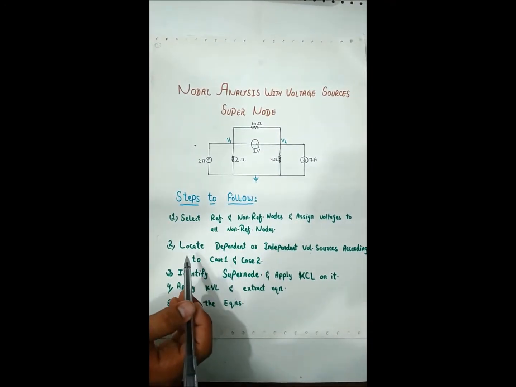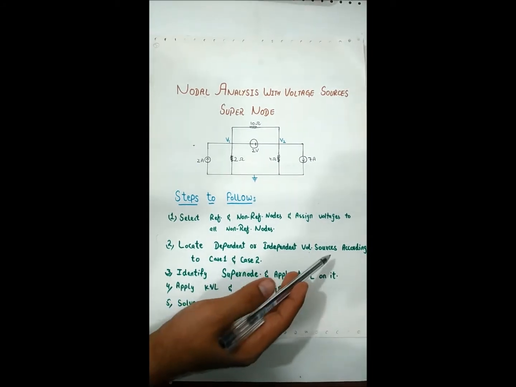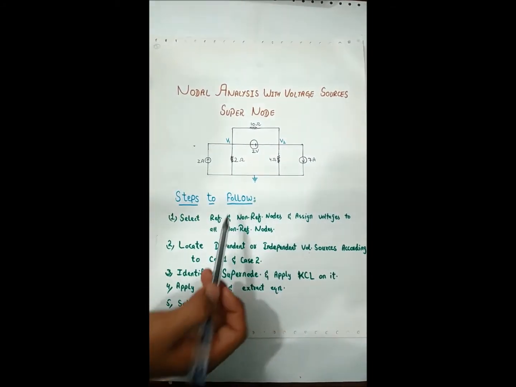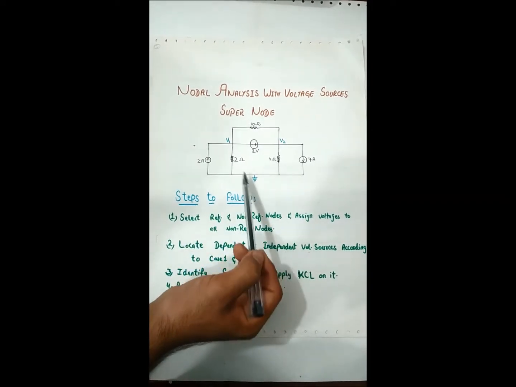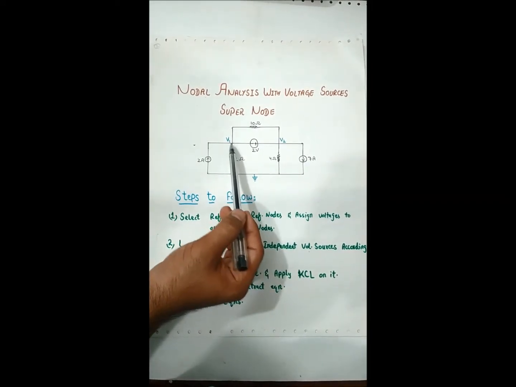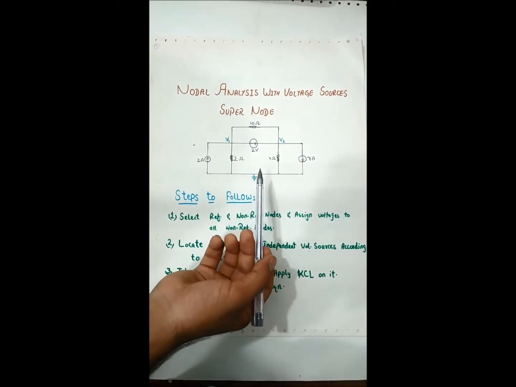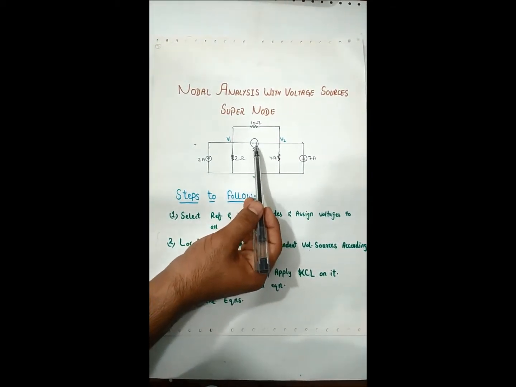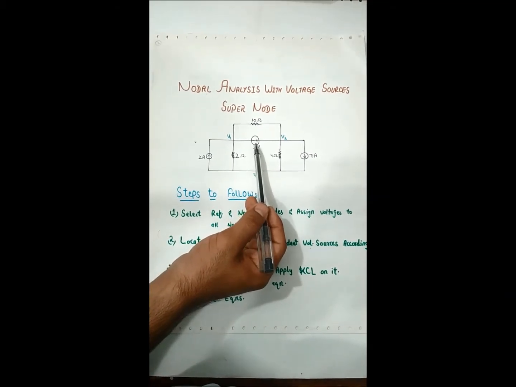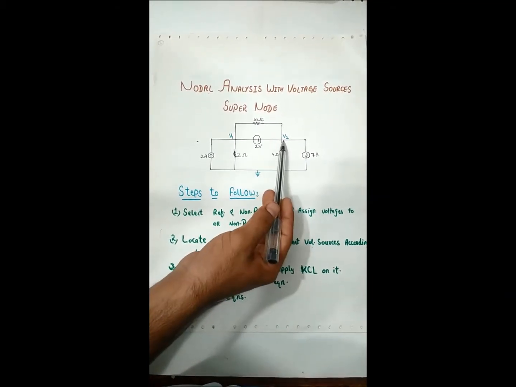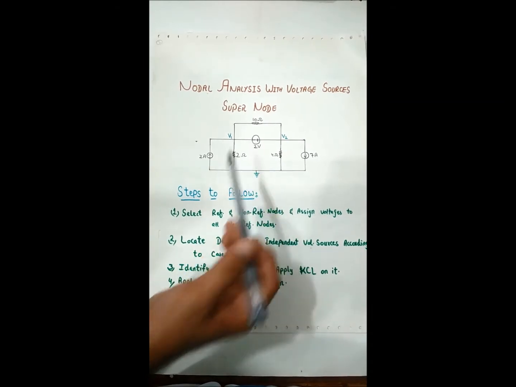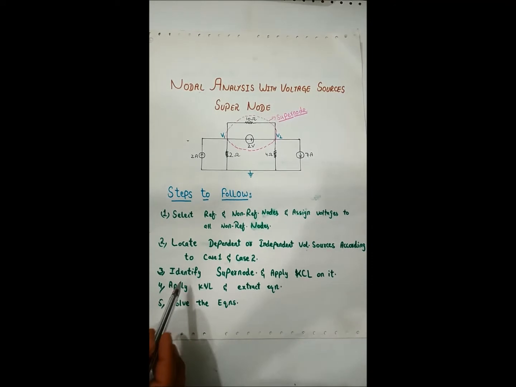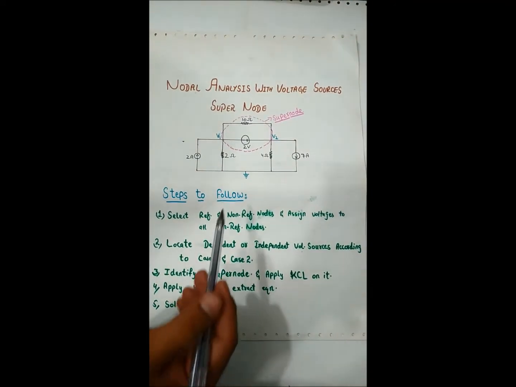The second step is to look at dependent and independent voltage sources according to case 1 and case 2. If there is any voltage source between a reference and a non-reference node, no, there is not, so case 1 does not apply here. For case 2, we look at whether there is any independent or dependent source connected between two non-reference nodes. So here it is.